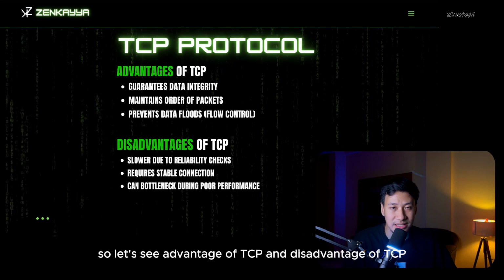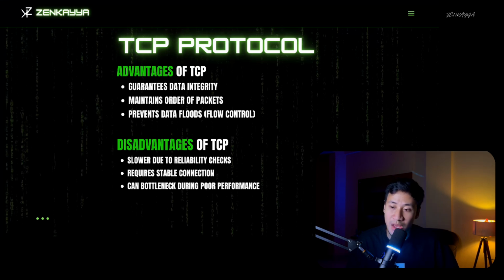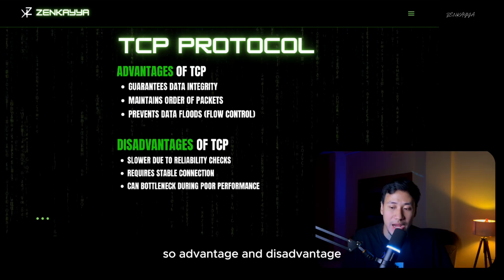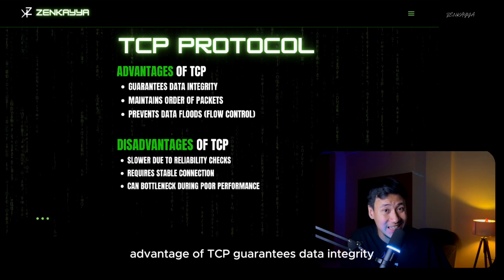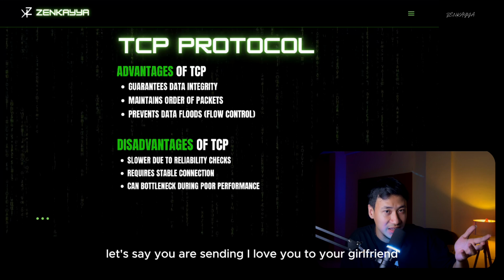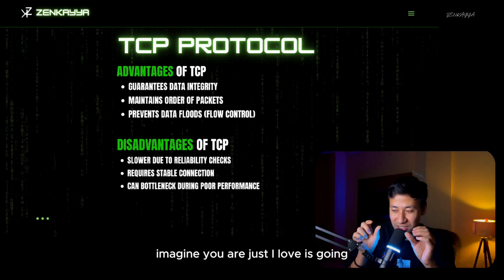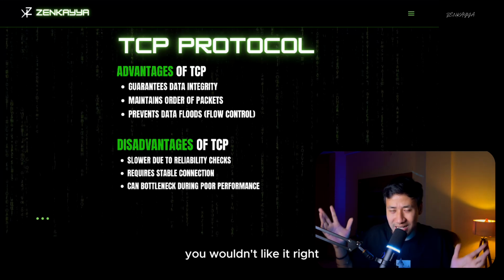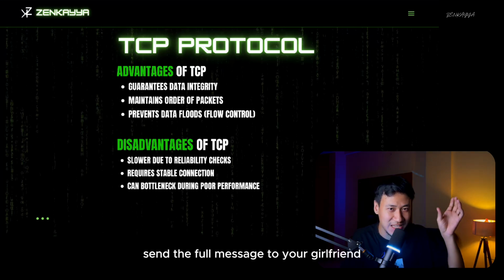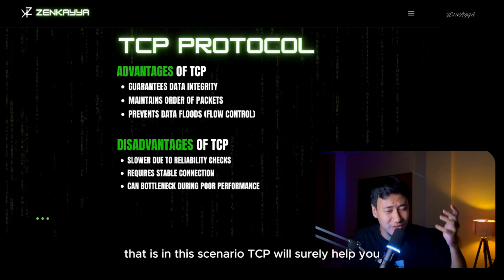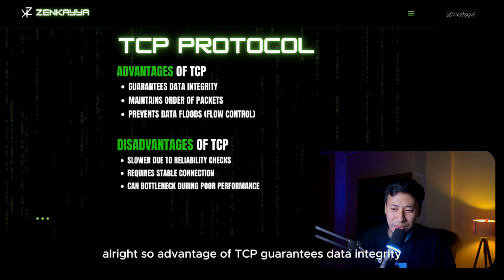Next, let's see the advantages and disadvantages of TCP. Here again do not confuse, that is the TCP/IP model, this is a protocol. These are 2 different things. The advantage of TCP is that it guarantees data integrity. If you are sending a message, let's say you are sending I love you to your girlfriend, then you want to send the whole I love you. Imagine just I love is going, but you is stuck somewhere in between. Would you like it? No, you wouldn't. You would like to send the full message to your girlfriend. In this scenario, TCP will surely help you.